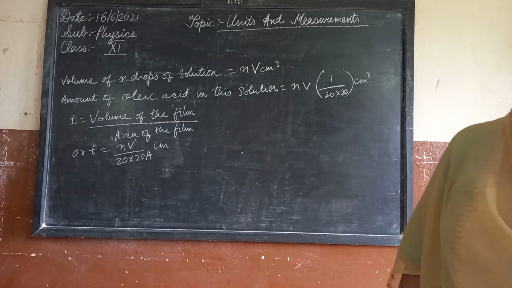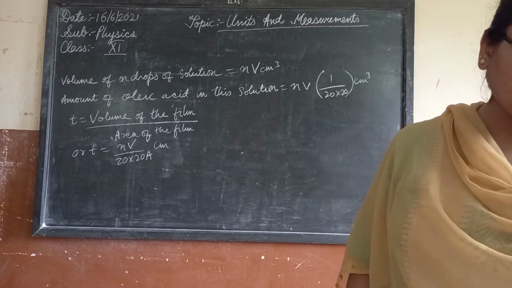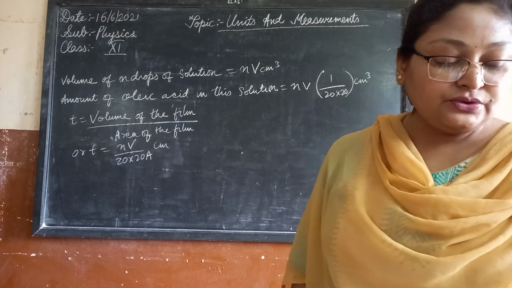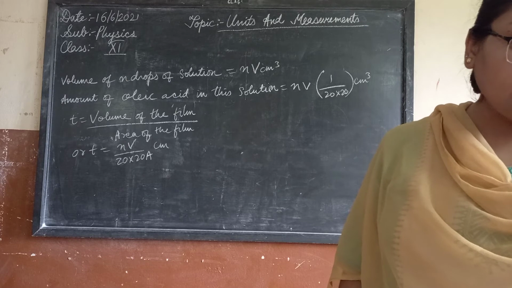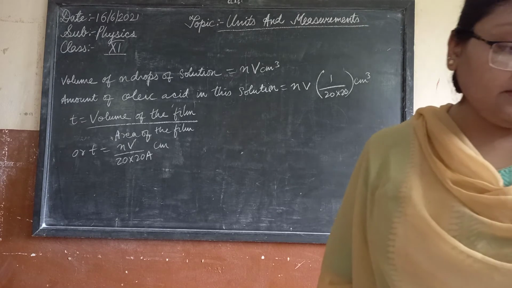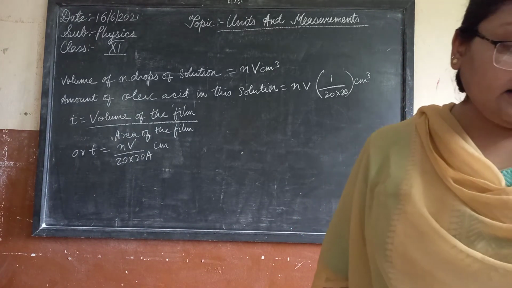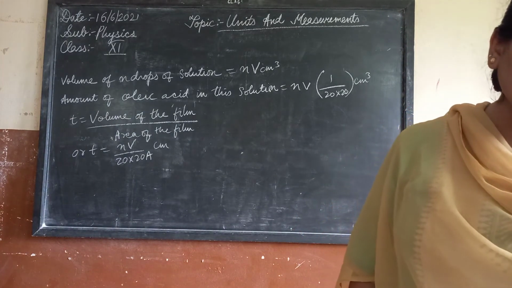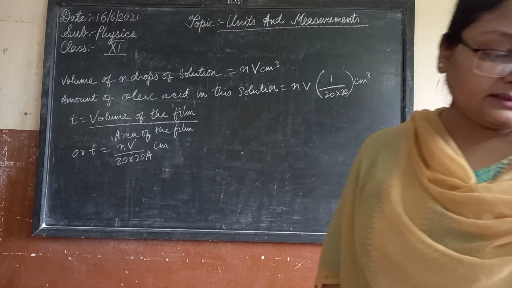That is, 1 parsec is equal to 3.08 into 10 to the power 16 meter. 1 light year is equal to 9.46 into 10 to the power 15 meter. 1 astronomical unit is equal to 1.496 into 10 to the power 11 meter. 1 Angstrom is equal to 10 to the power minus 10 meter, and 1 Fermi is 10 to the power minus 15 meter.